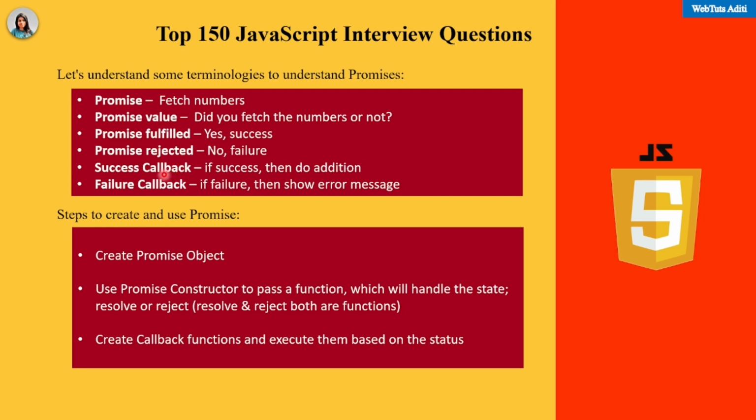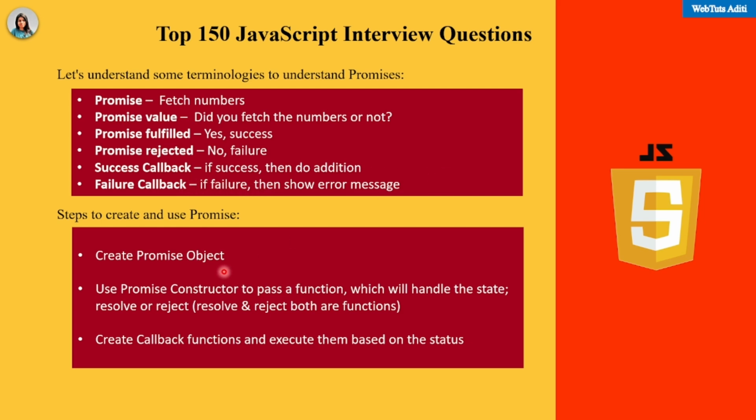Like the success callback function should work. If I am able to fetch the items, then I can bake the cake, right? So the bake the cake callback function will work only if the promise is fulfilled. Okay, and same with this failure callback as well. If it is failed, then I should not bake the cake, right? If it shows some error, then this callback function should work.